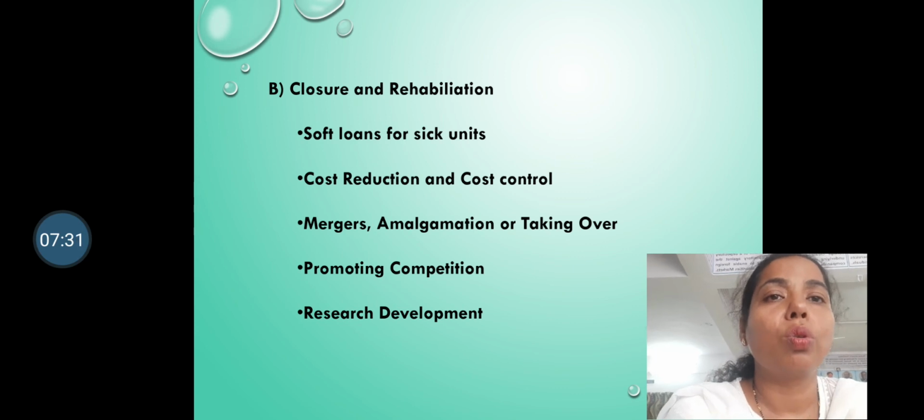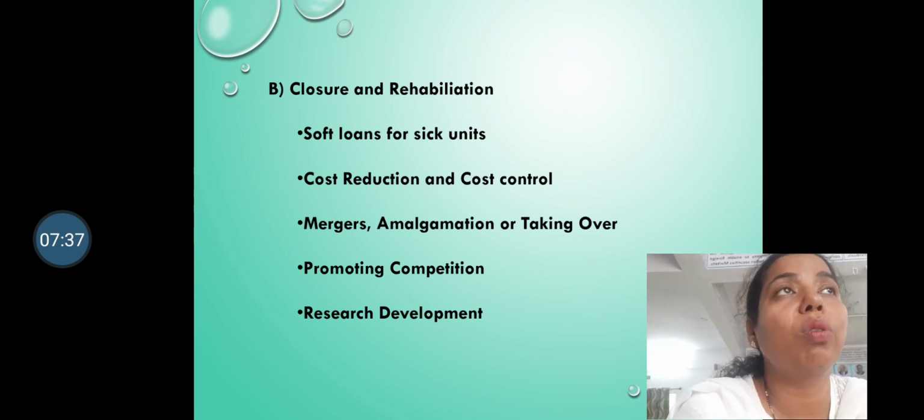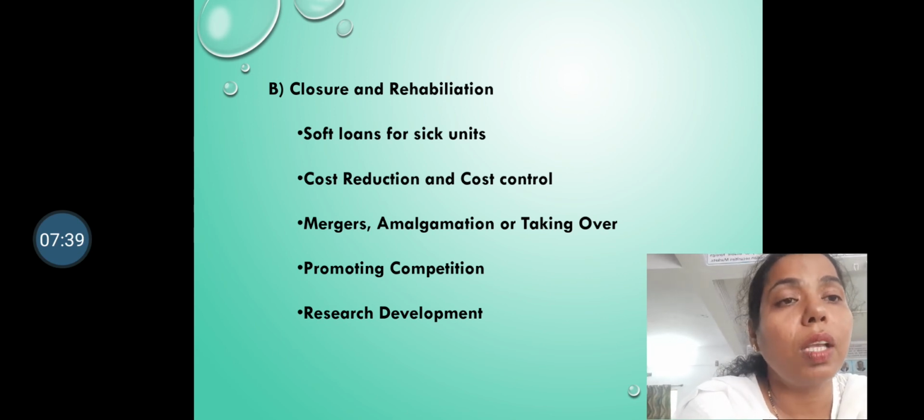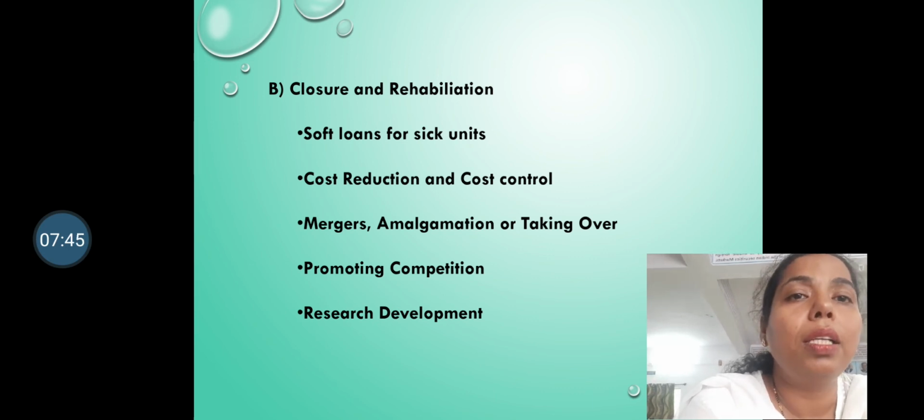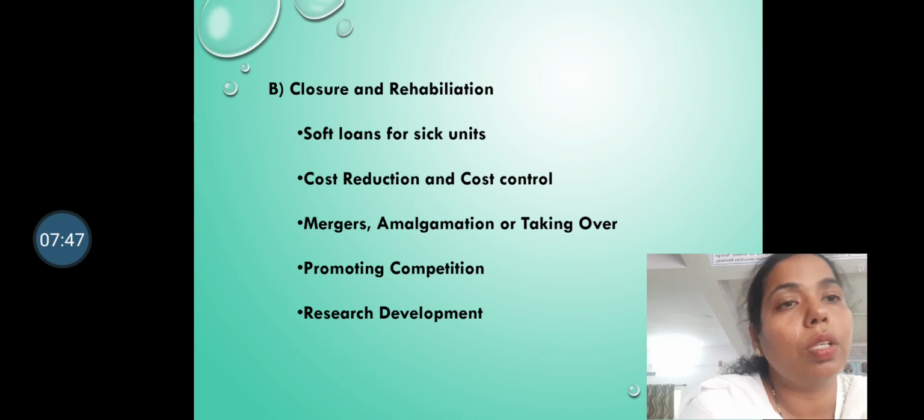Okay, so soft loans for the sick units. The government should provide soft loans, that is, a loan facility provided at a lower rate of interest. Similarly, cost reduction and cost control. The industrial unit should try to reduce the cost of its operation.